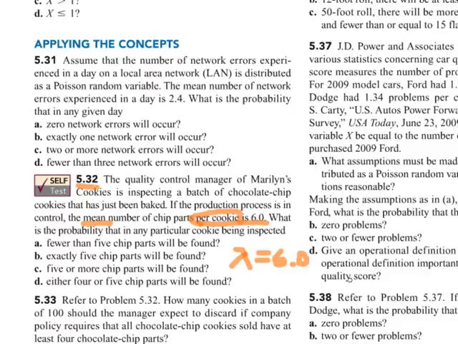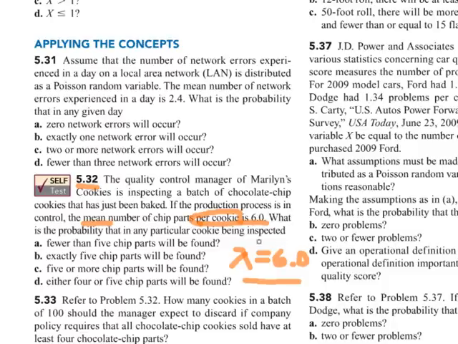And it's good to remember that that's 6.0 chip parts per cookie. And so now that we've defined our Poisson distribution, which is we need to have an average rate for a specific area of opportunity, now that we've got that, we can compute probabilities.